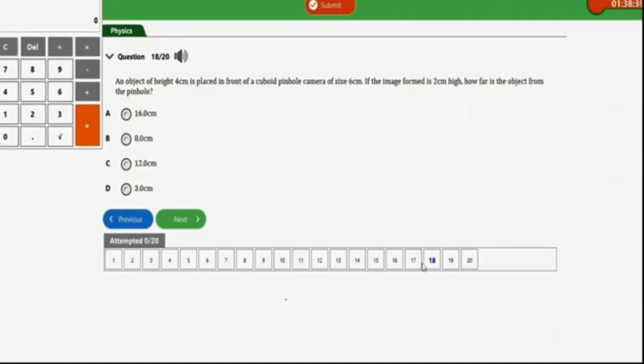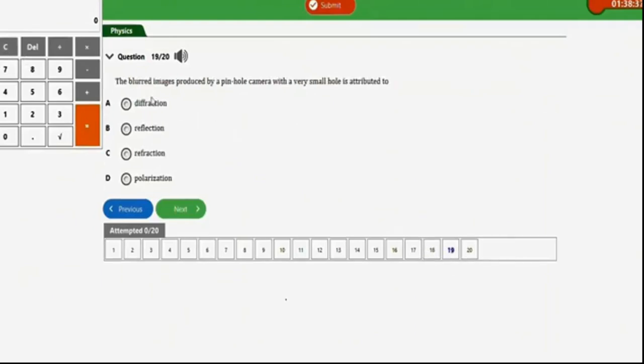Alright, so the next repeated question will be this one. It says a blurred image produced by a pinhole camera with a very small hole is attributed to, so you can answer this question before diffraction.